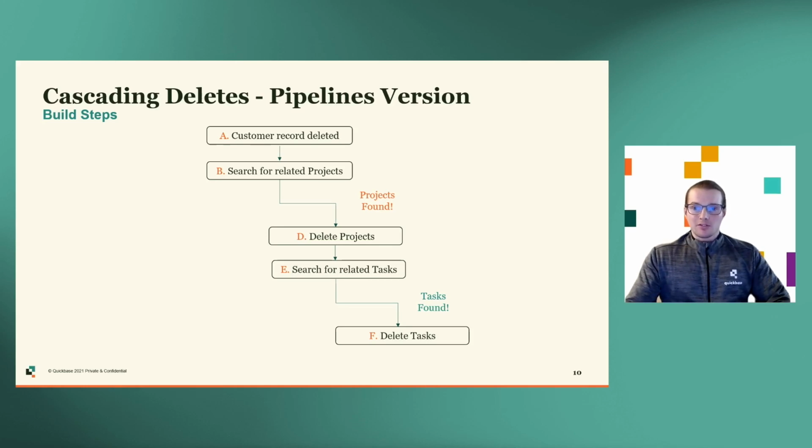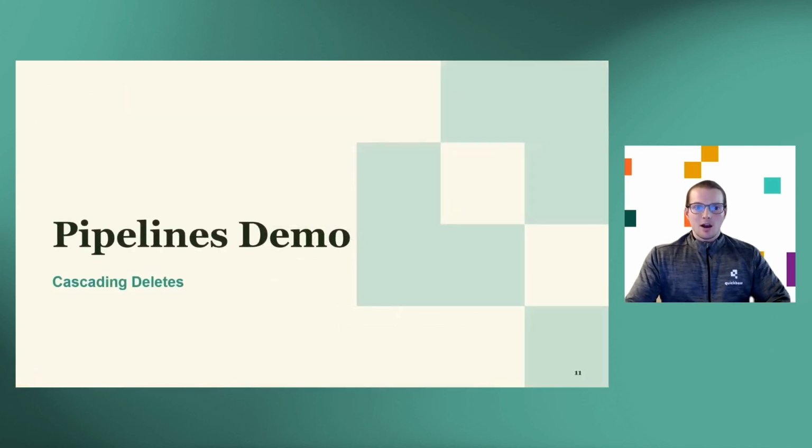When those projects are found, for each one that we find, with step D here, we're going to delete our projects. And then from there, we're going to search for related tasks and delete those tasks as well once we find those. So there are two queries in this setup that we're going to use to then delete the records that we find in each table. Let's take a closer look at this with a demo right within Quickbase.